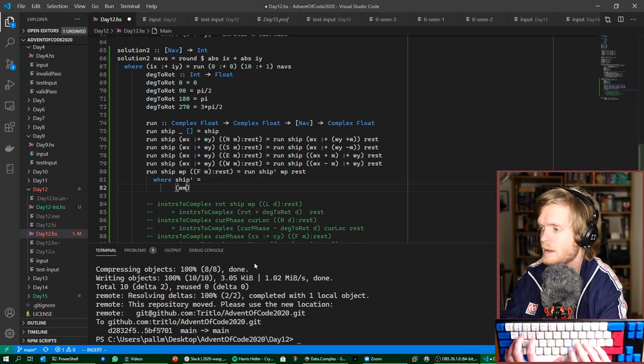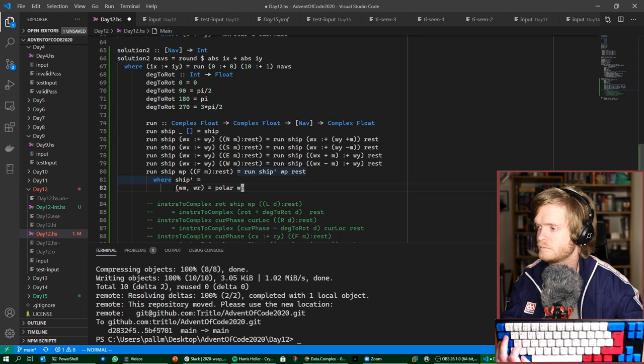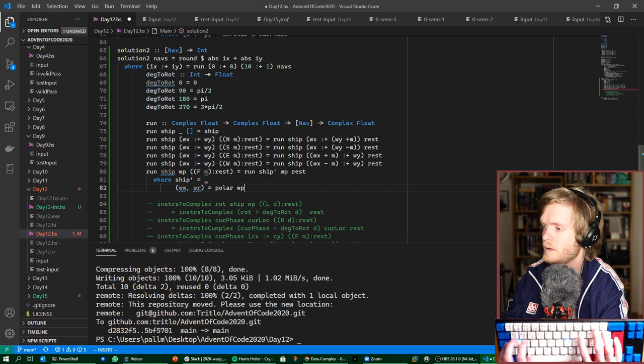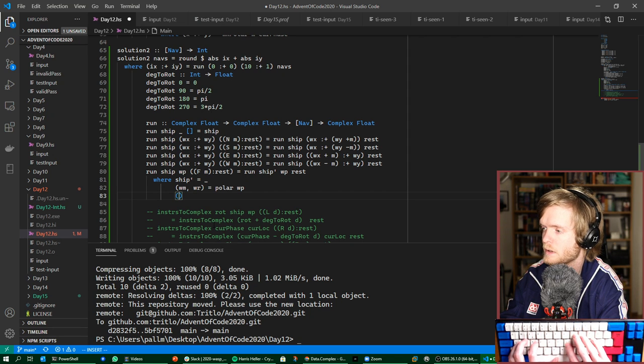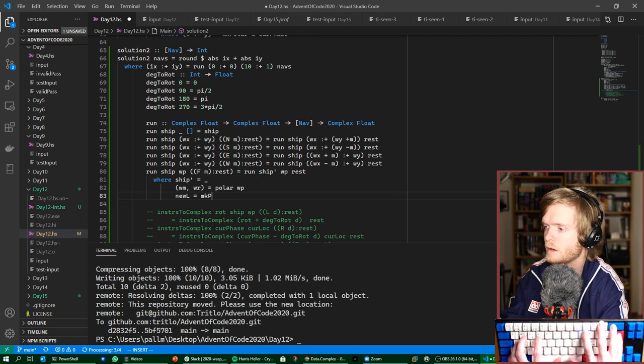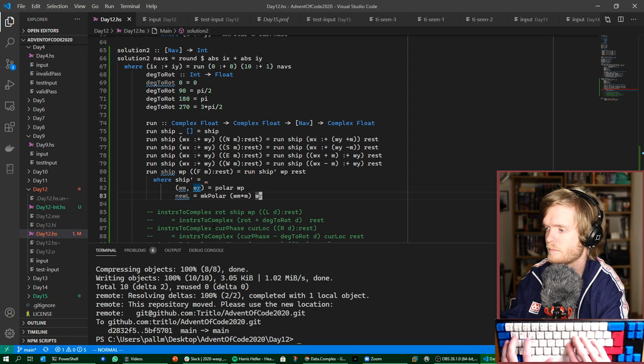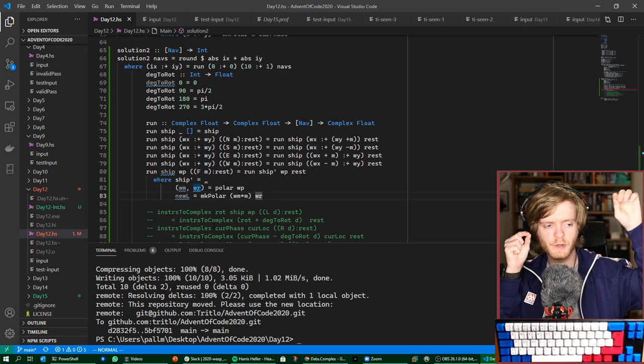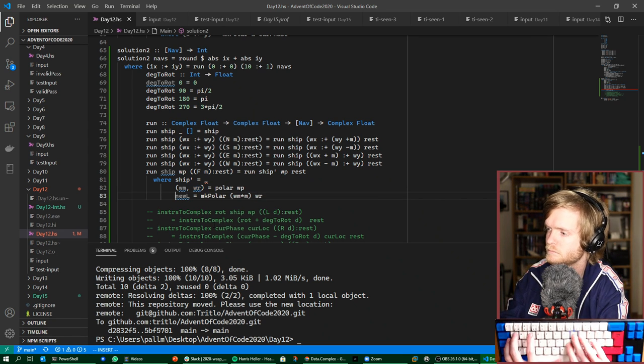VP VM VR equals polar VP, right? VM VR, and then this is going to be NP, new loc, it's going to be MK polar of VM times M VR. So that's like the position of the ship relative to the ship where it's going to be moving. RX, relative X and relative Y.